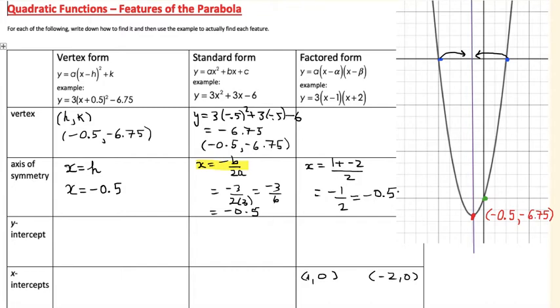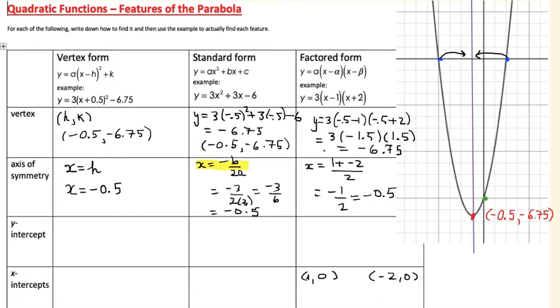Okay, how do we get a y? Once we have an x, we take our expression and we substitute the x value in. So we're going to substitute negative 0.5: negative 0.5 minus 1, negative 0.5 plus 2, and then we're going to get 3 times, this is going to be negative 1.5, and this is going to be positive 1.5. And this is 2.25 times 3, and that is indeed going to be negative 6.75.